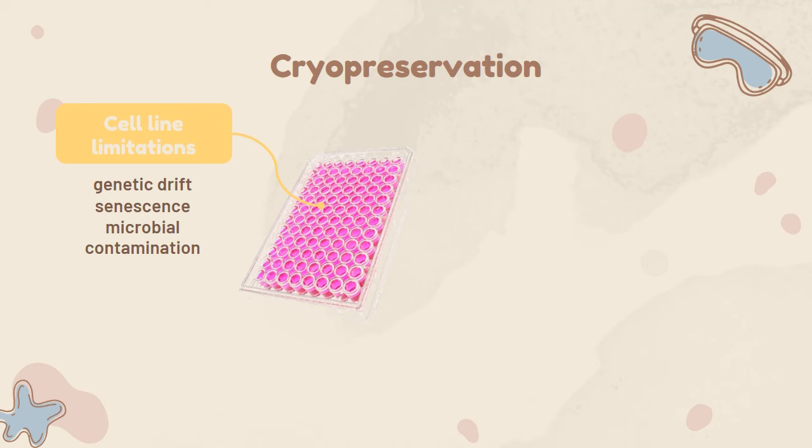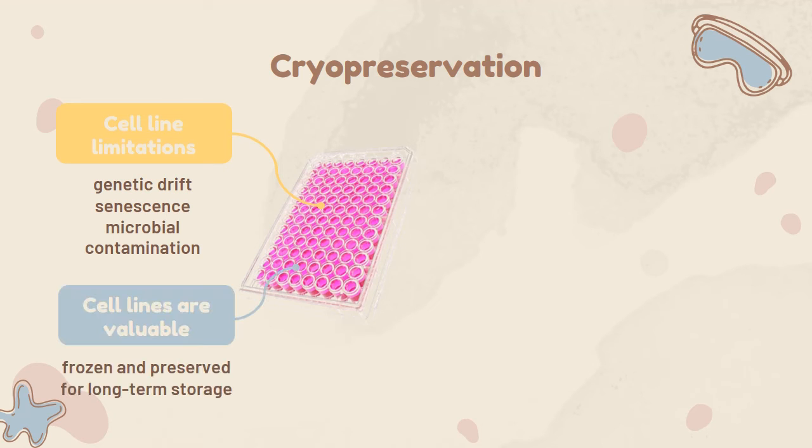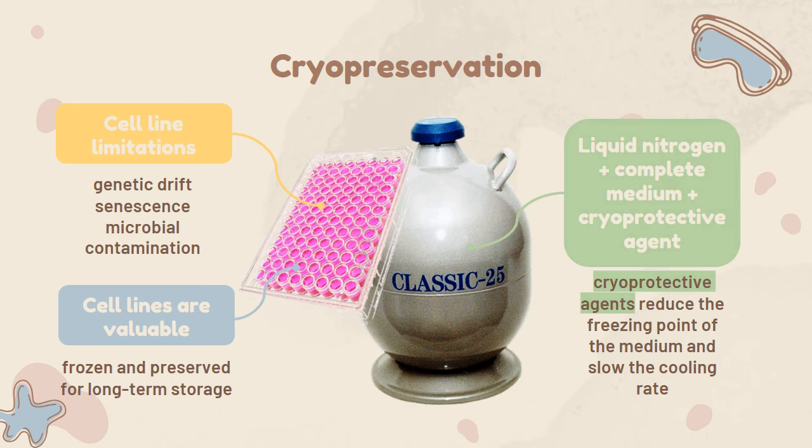Cell lines are prone to genetic drift, senescence, and are susceptible to microbial contamination. Since an established cell line is a valuable resource and its replacement is expensive and time-consuming, it is vital that they are preserved for long-term storage. The best method for cryopreserving cultured cells is storing them in liquid nitrogen in complete medium in the presence of a cryoprotective agent such as dimethyl sulfoxide.